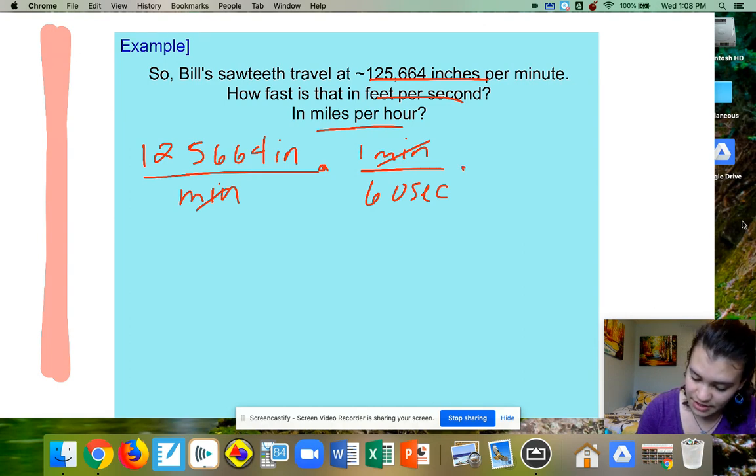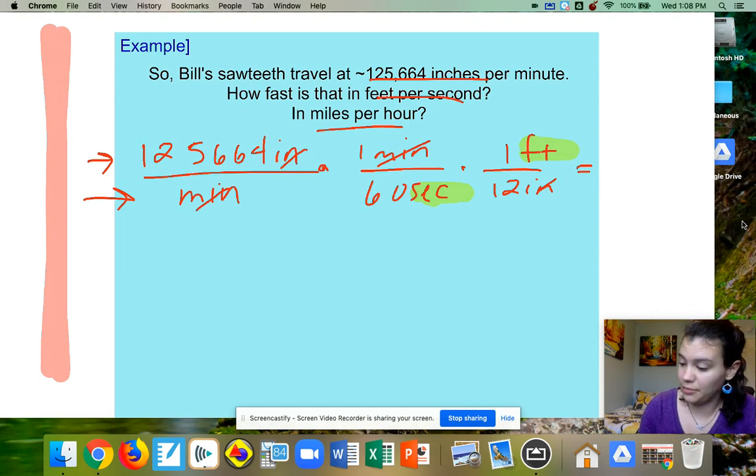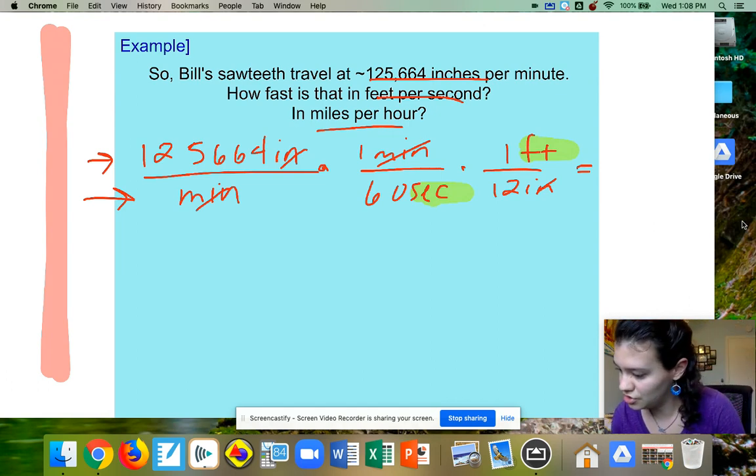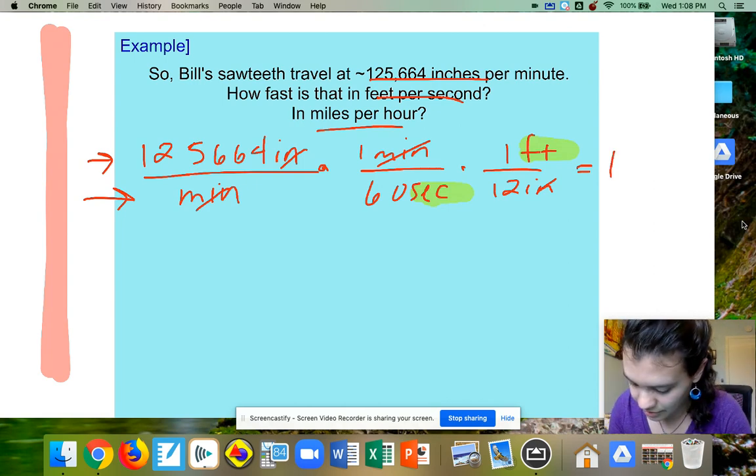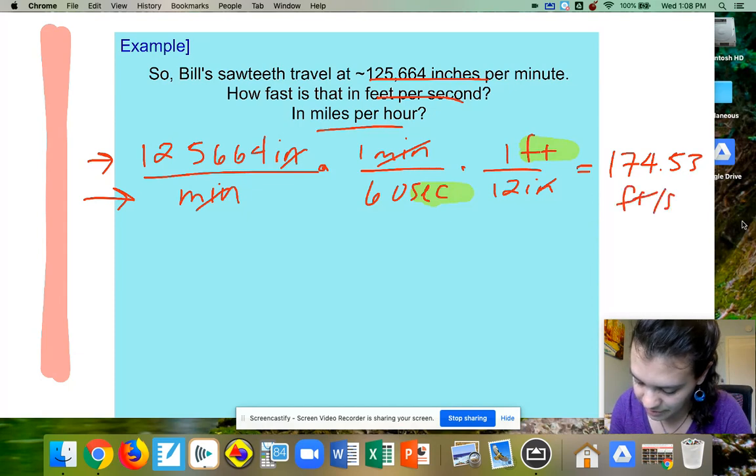Inches is on top, so we're going to put inches on the bottom. So you have 12 inches to 1 foot. Your inches can cancel. Our leftover units here are seconds and feet, which is what we wanted. So then multiply straight across the top and straight across the bottom, and you'll end up with your answer. You should get about 174.53 feet per second.